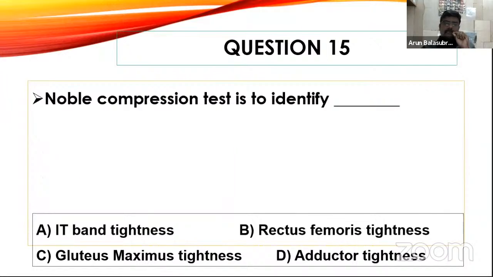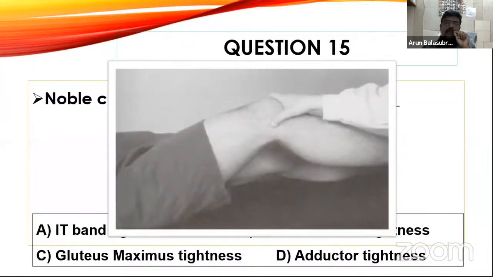Noble compression test is to identify which muscle tightness. Is it IT band tightness, rectus femoris tightness, gluteus maximus tightness, or rectus tightness? Before we go into the answers, I'll explain what the Noble compression test is. Ask the patient to lie supine and bend both hip and knee joints to 90 degrees.